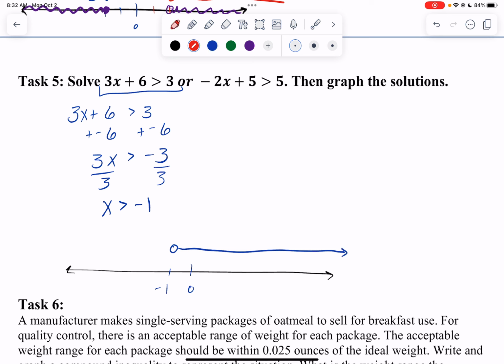All right, other half. Negative 2x plus 5 is greater than 5. I'm going to add a negative 5 to both sides. Oh, missed my x. Negative 2x is greater than 0. Negative 5 plus 5.